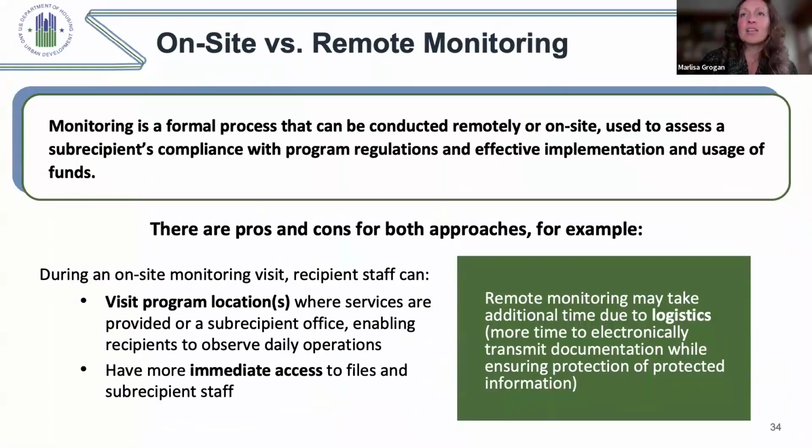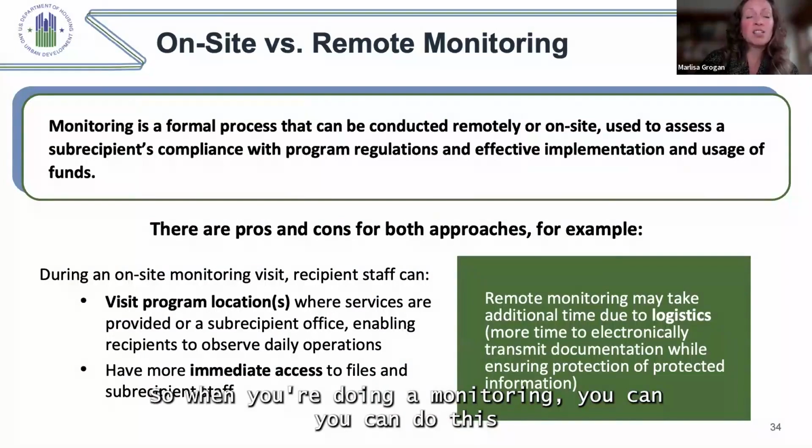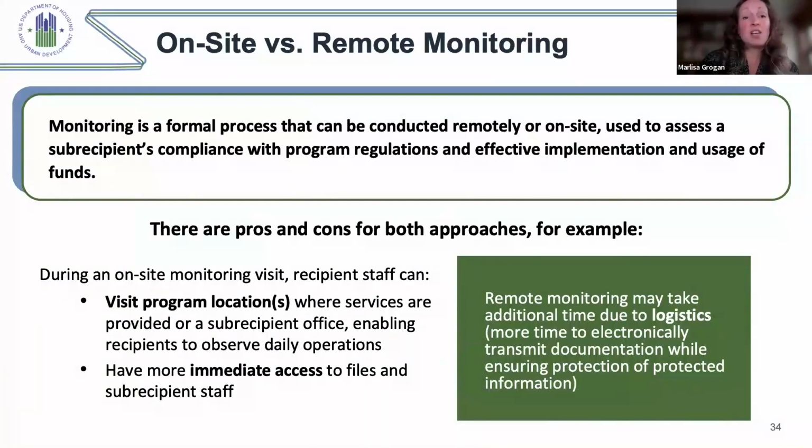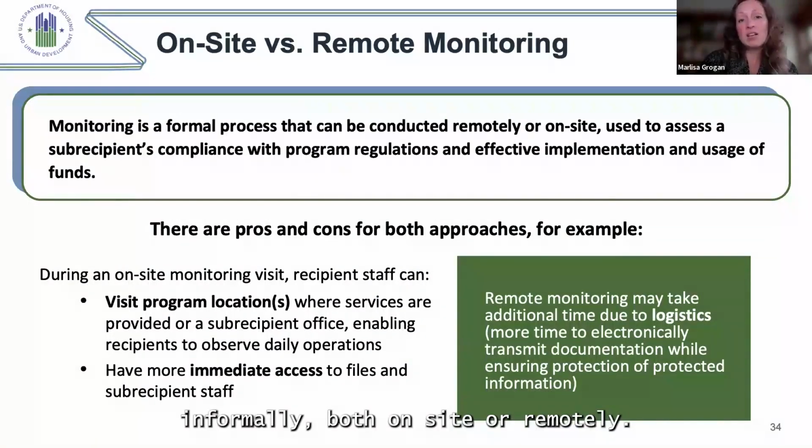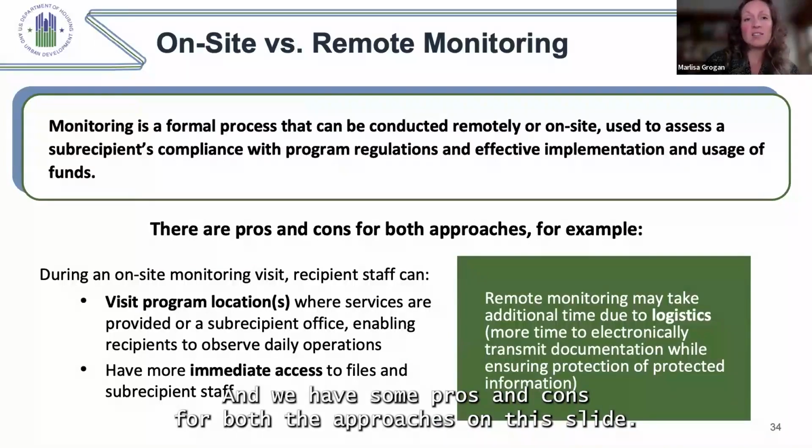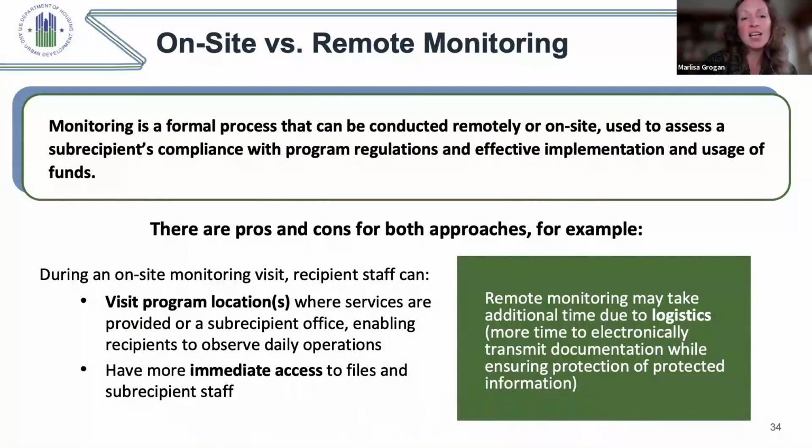Slide, on-site versus remote monitoring. A bullet point list. Okay, so when you're doing a monitoring, you can do this informally, both on-site or remotely. And we have some pros and cons for both approaches on this slide.